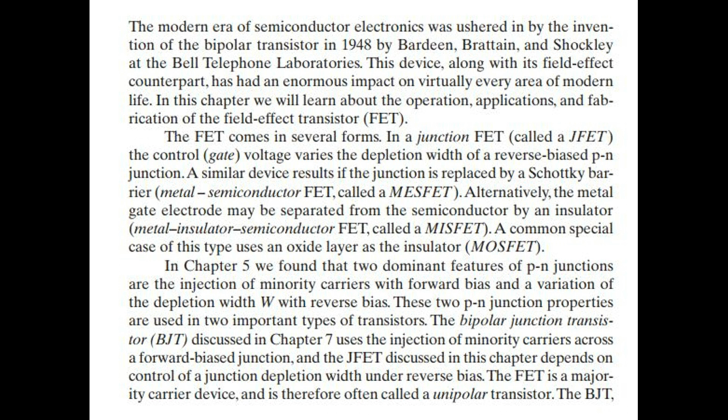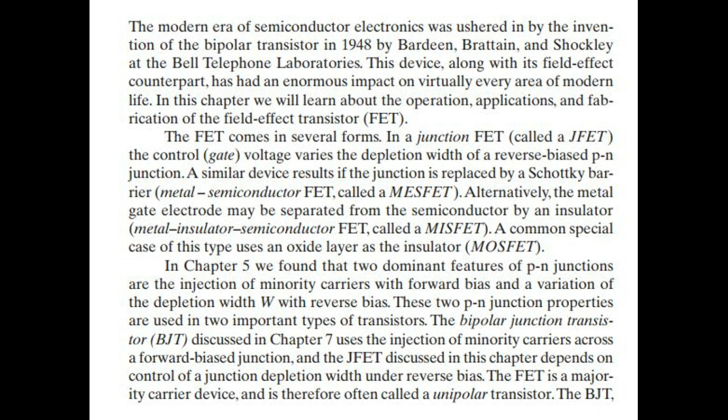Alternatively, the metal gate electrode may be separated from the semiconductor by an insulator, called a metal insulator semiconductor FET, or MISFET. A common special case of this type uses an oxide layer as the insulator, the MOSFET. In Chapter 5 we found that two dominant features of p-n junctions are the injection of minority carriers with forward bias and a variation of the depletion width W with reverse bias.